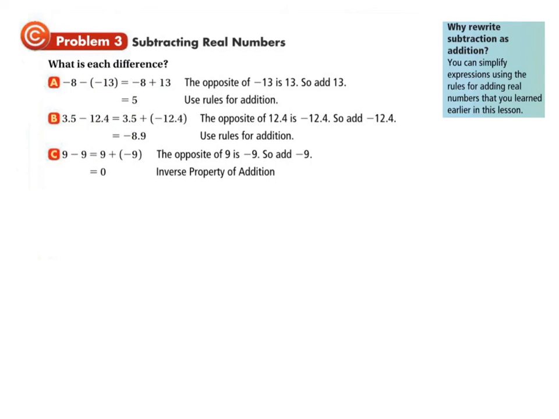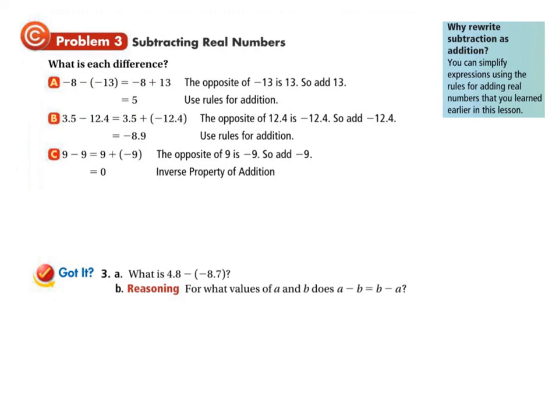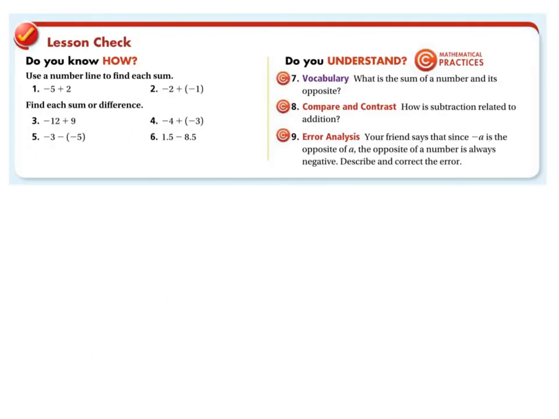And we have 9 minus 9. That's the same as 9 plus negative 9. And 9 plus its additive inverse is 0. So here is your got it problem. Good luck. Okay, that's the lesson. Here's your lesson check problems. See how you do. Good luck.